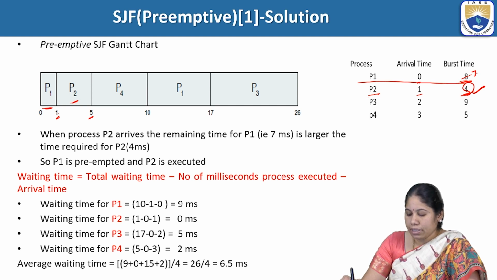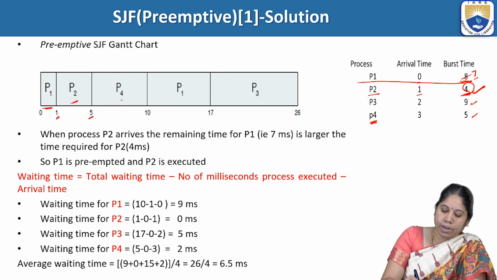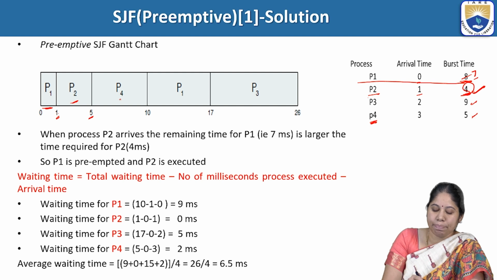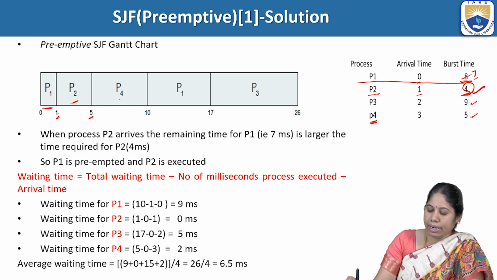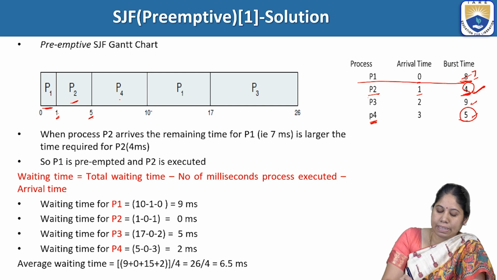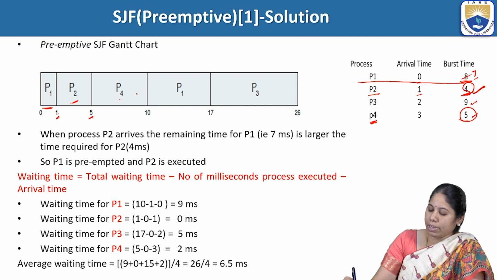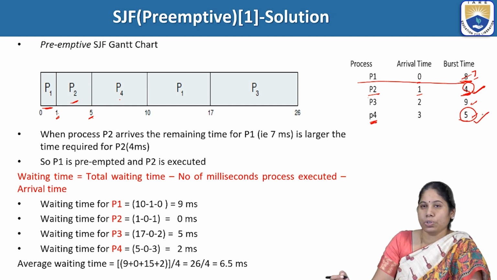Among 7, 9, 5, which has the smallest burst time? P4 has the smallest burst time, so P4 will take the CPU. P4 requires 5 units of time, and 5 plus 5 is 10. So P4 also finished the execution.